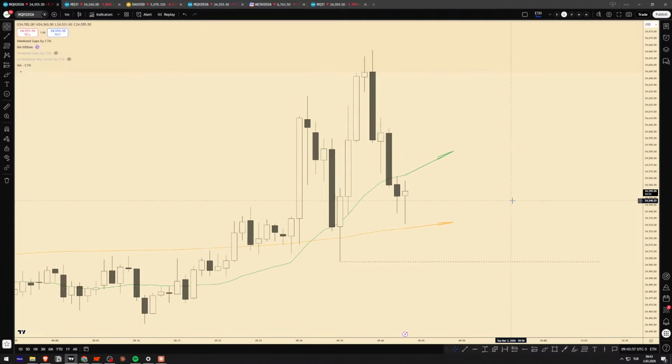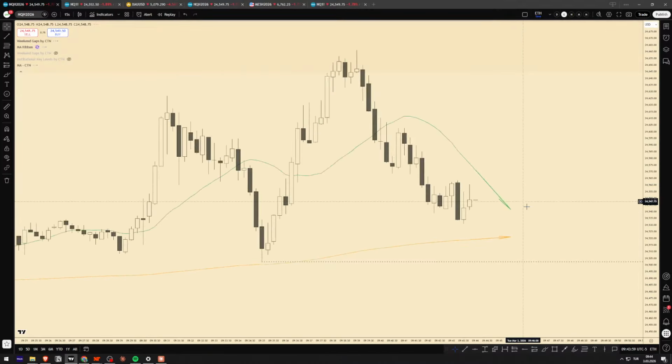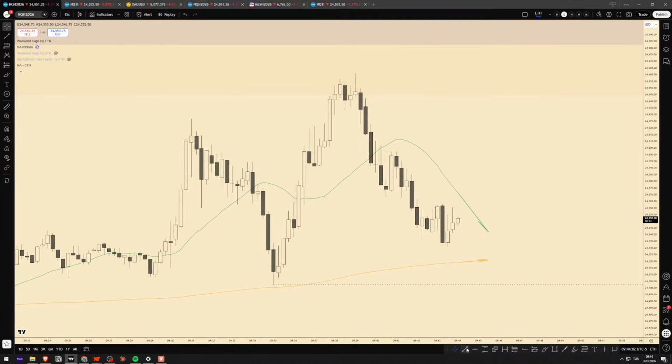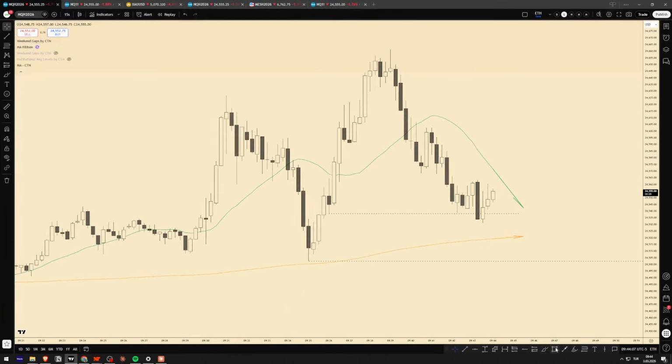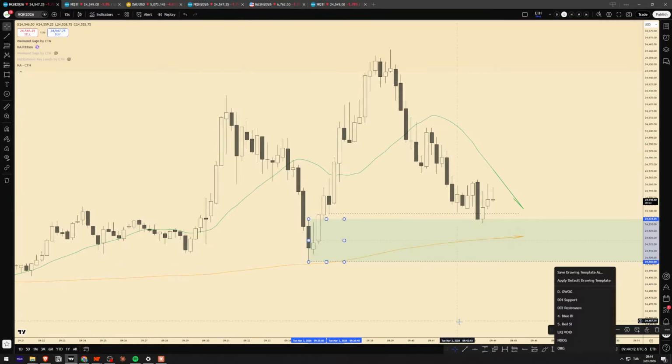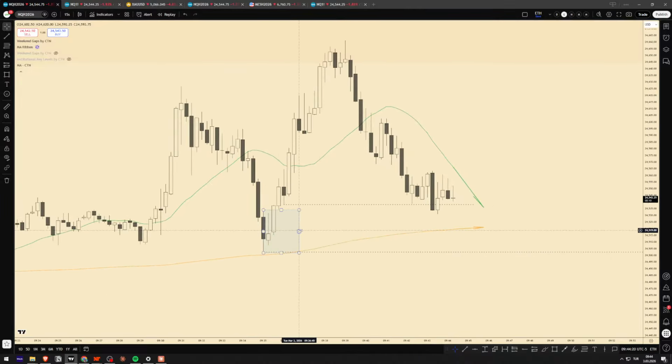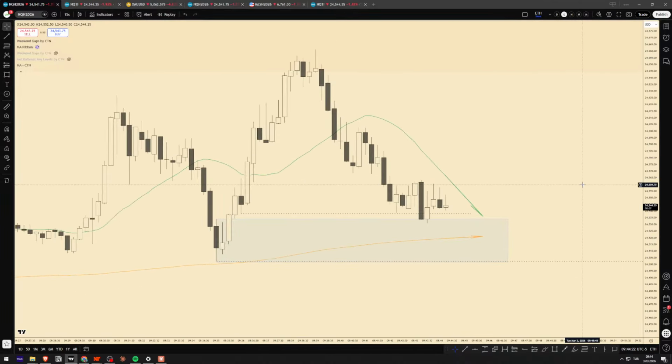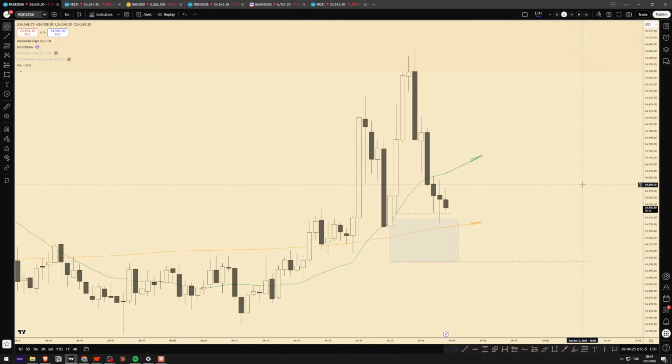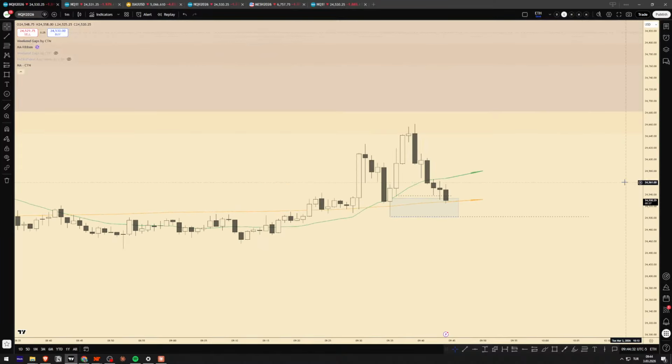Okay. Price hit the most extreme point. Let's make it support. Turn back to 1 minute. Suspicious.